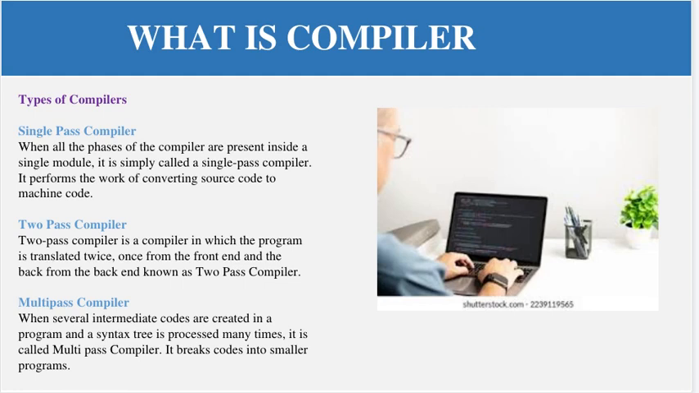So in a single pass, the compiler goes through all these phases. Then the two-pass compiler. A two-pass compiler means that it is a compiler in which the program is translated twice, once from the front end and once from the back end, known as a two-pass compiler. In these phases, there are two passes.